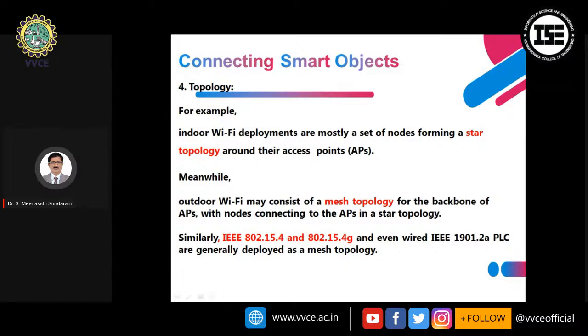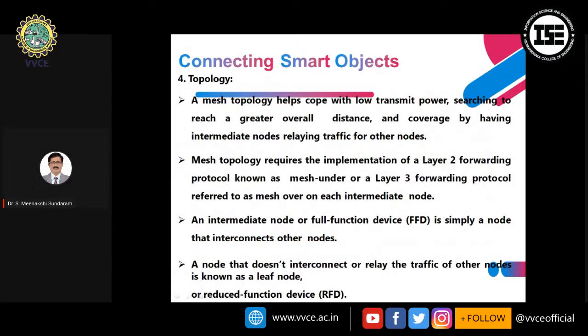For indoor, for example, if you take an indoor Wi-Fi deployment, we prefer mostly the star topology around the access points. Meanwhile, for outdoor Wi-Fi, we may use mesh topology for the backbone of APs and the nodes connecting to the APs in a star topology. Similarly, 802.15.4 and 15.4g and even wired 1901.2 PLC are generally deployed for mesh topology.